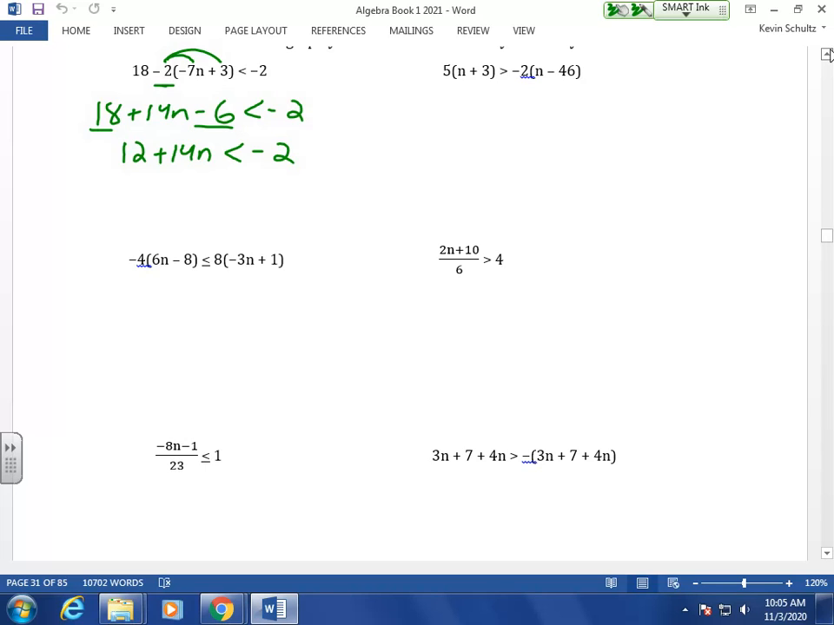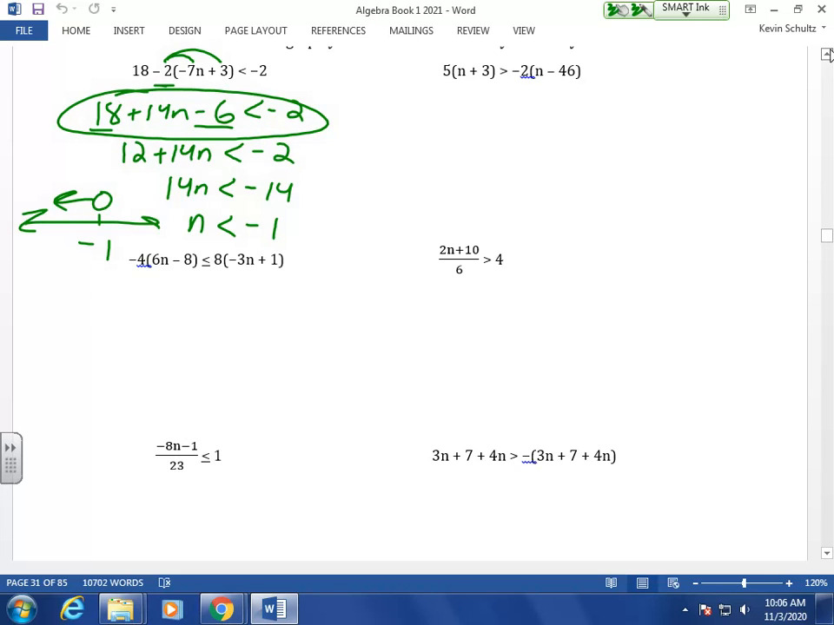And now here we have a two-step. Start with our constant, subtract 12 from both sides. 14n is less than negative 14. Divide both sides by 14, don't have to flip our sign. And we get n is less than negative 1. As a graph, open circle, going left. Okay? Raise your hand if you did, or any questions on this one? Check your signs in the first step. Probably, if you did make a mistake, it was with your signs there. Okay, so just double check those.